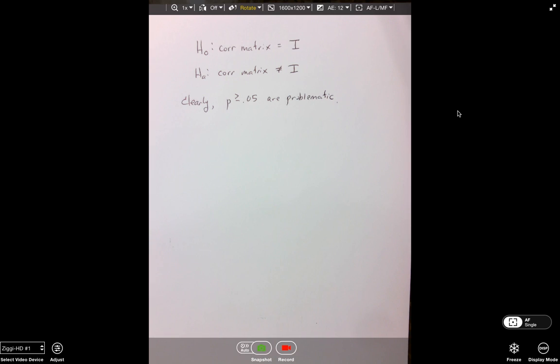Now, guys, clearly, p-values greater than 0.05 are problematic, because with a p-value greater than 0.05, we would fail to reject the null, which would lead us to believe that there's not enough difference between the identity matrix and our correlation matrix to assume that we don't have too many low correlations. So we kind of hope for statistical significance here when we run this. Okay?